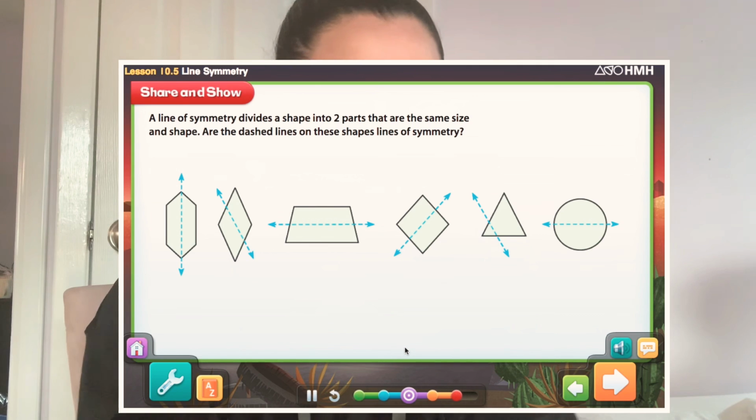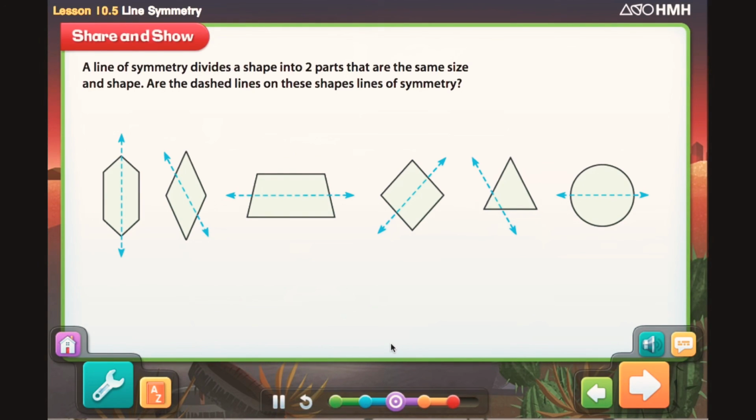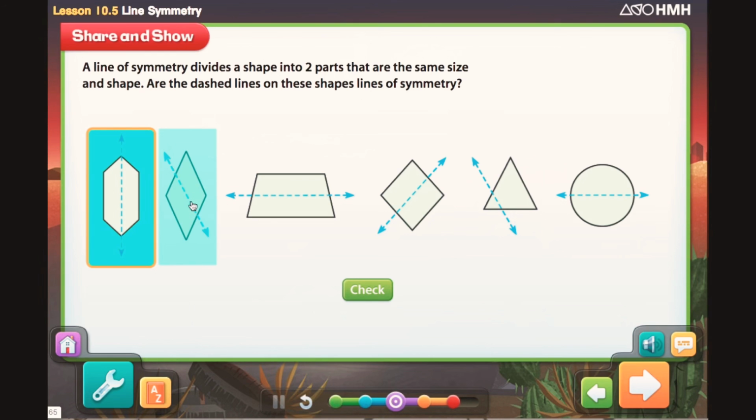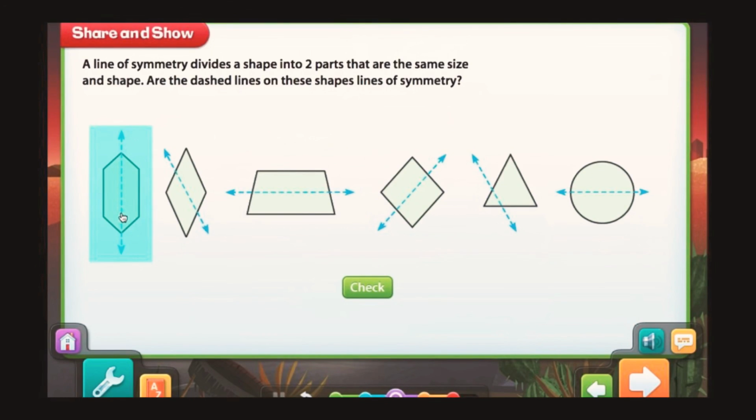Let's take a look at these polygons here. I want to remind you guys that a line of symmetry divides a shape into two parts that are the same size and same shape on each side. So they're kind of like a mirror image. It's exactly the same, and if you were to fold it in half, they line up exactly. So I want you guys to focus on the lines of symmetry that you see in these shapes. I want you to think about, are the dashed lines represented on these polygons showing lines of symmetry? Do each sides match up?